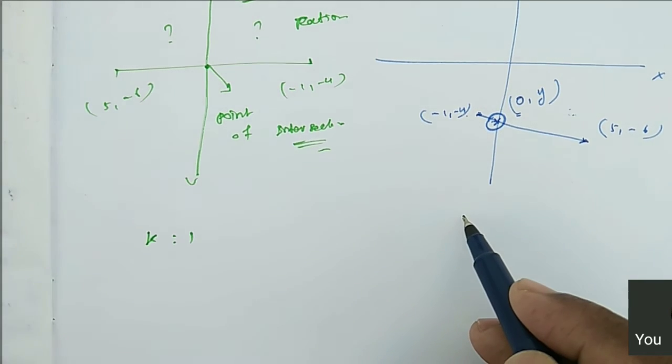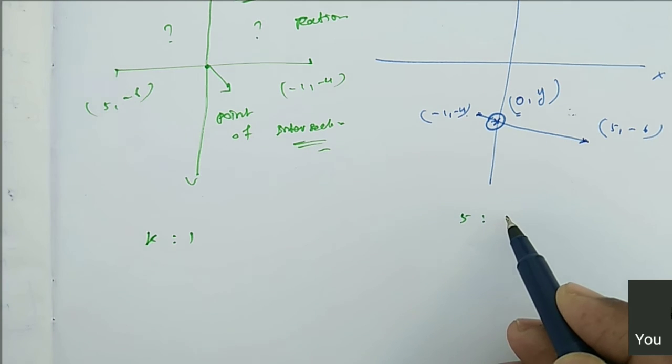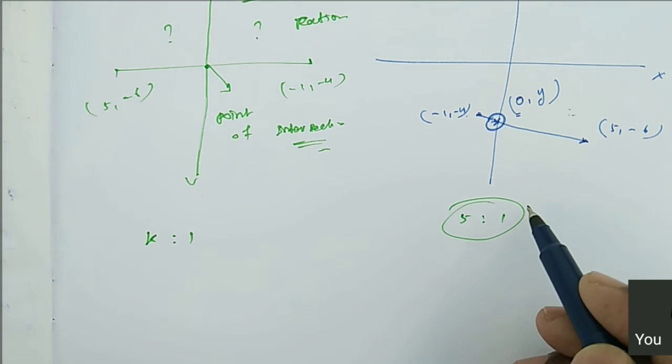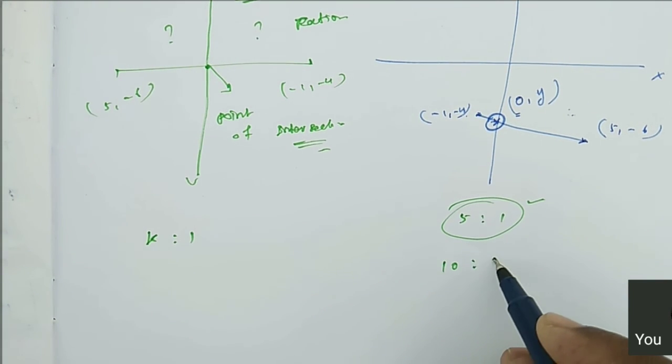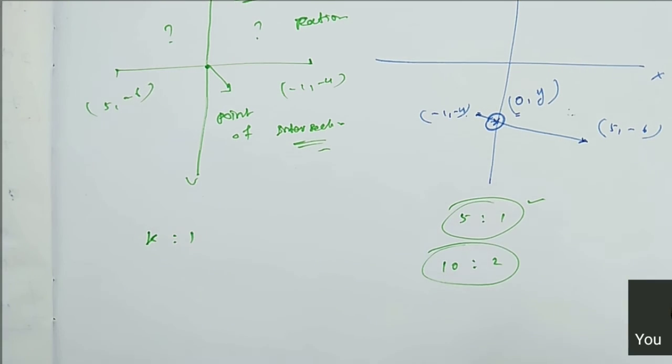For example, 5 is to 1 is one ratio, it may be 1, it may be 10 is to 2, right? So k is to 1 is applicable for all ratios.